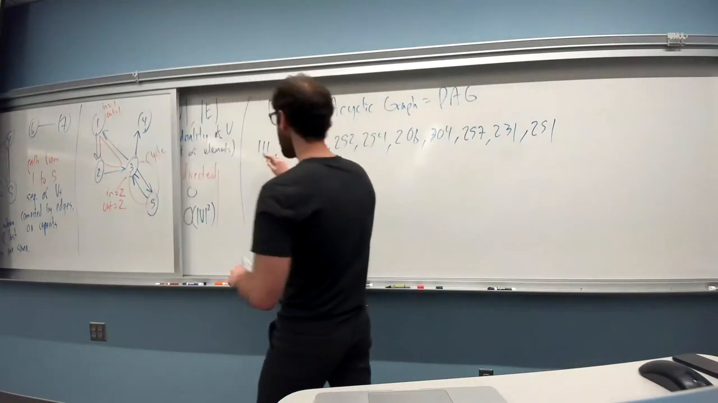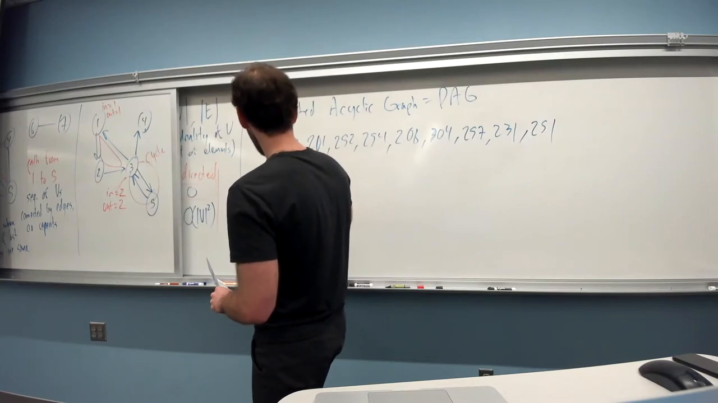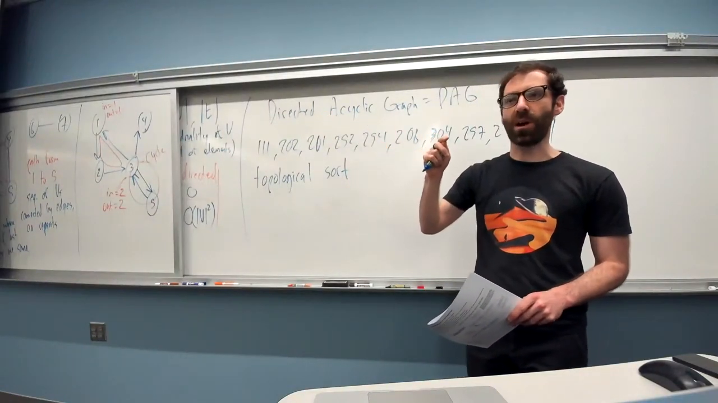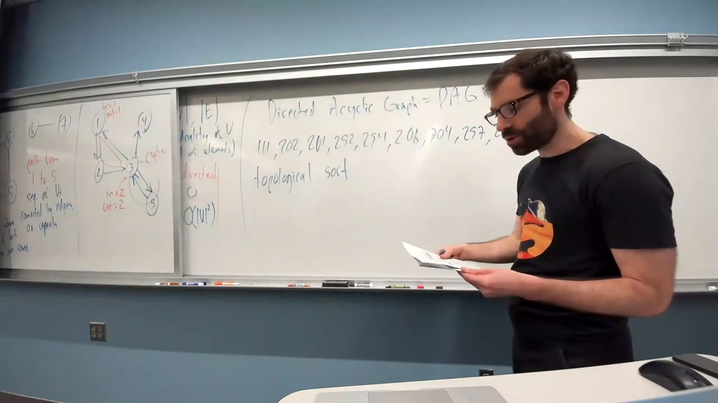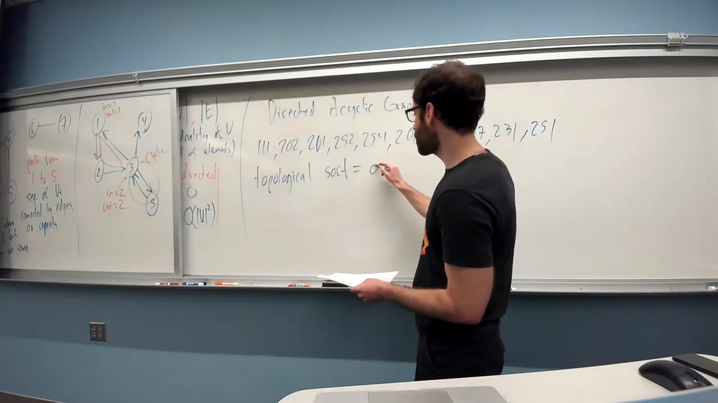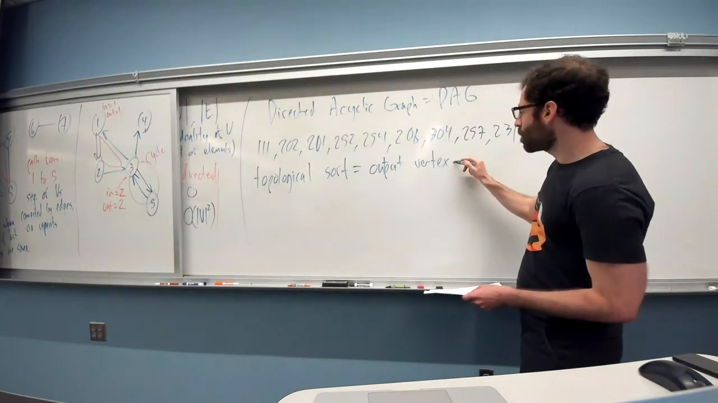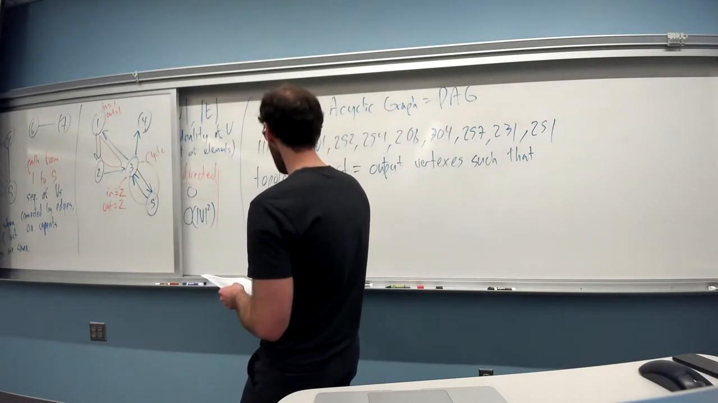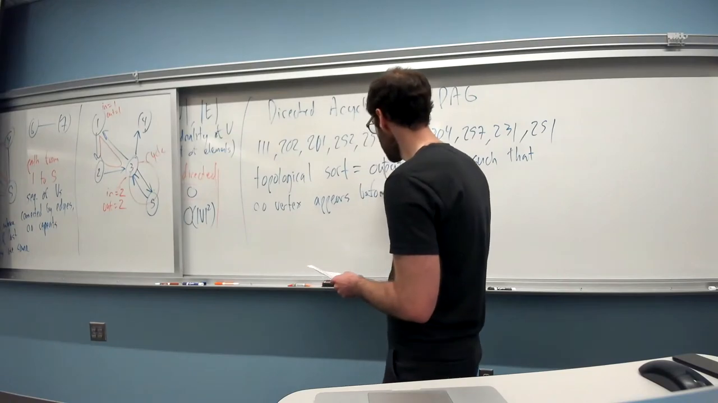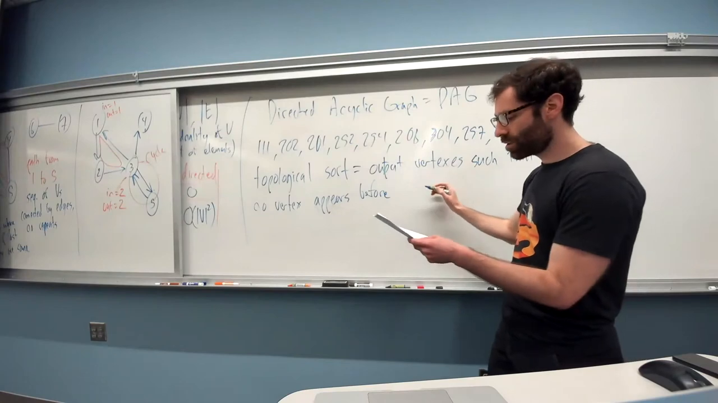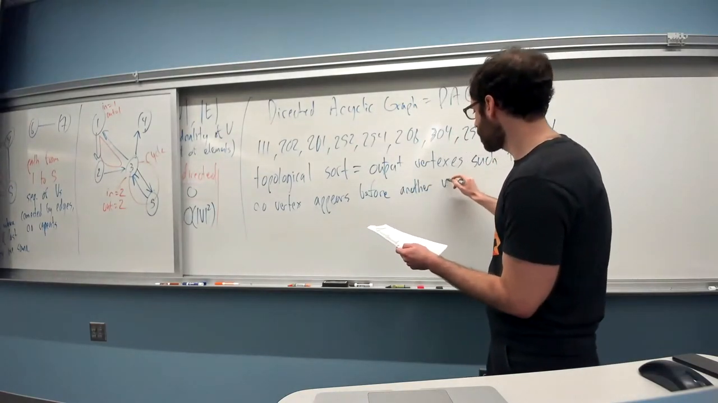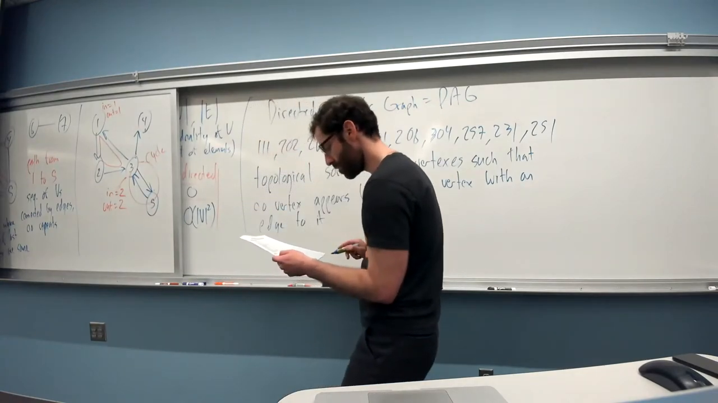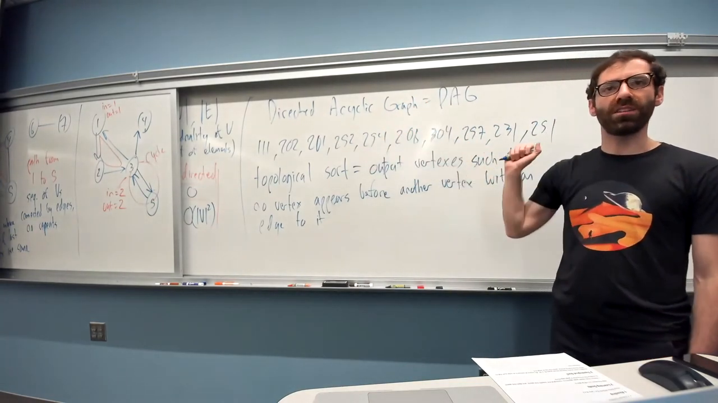And this output here is a possible result of something called a topological sort on this directed acyclic graph. Our definition of a topological sort is: we're going to output the vertices of the graph such that no vertex is going to appear before another vertex that has an edge to it.